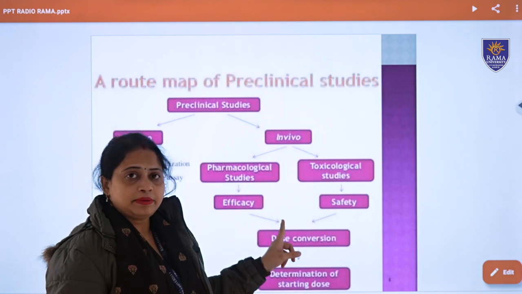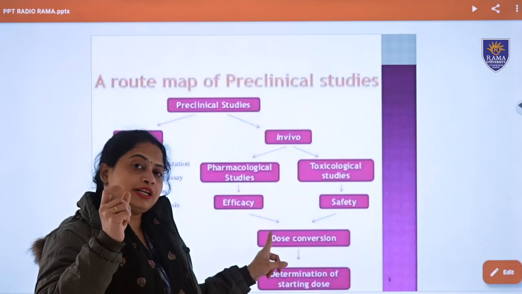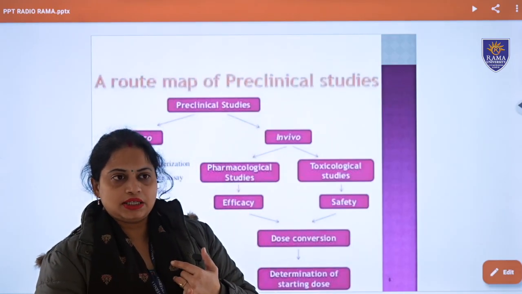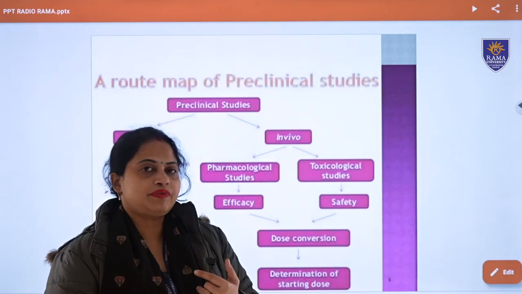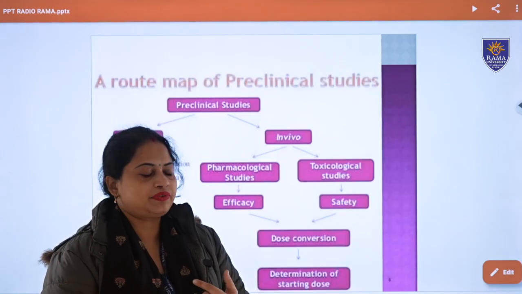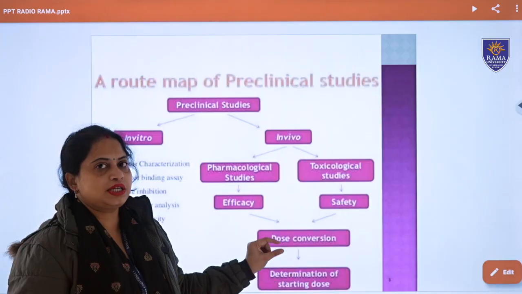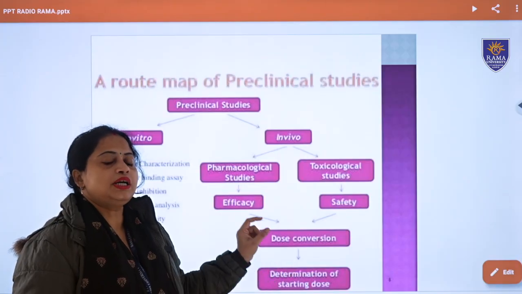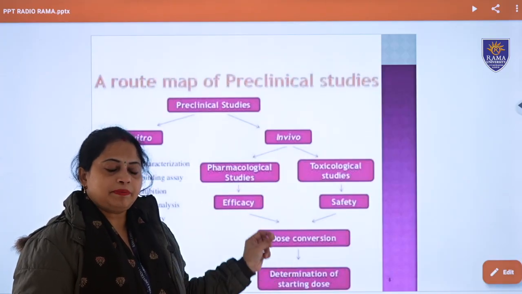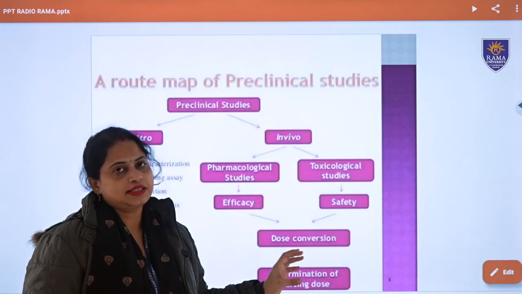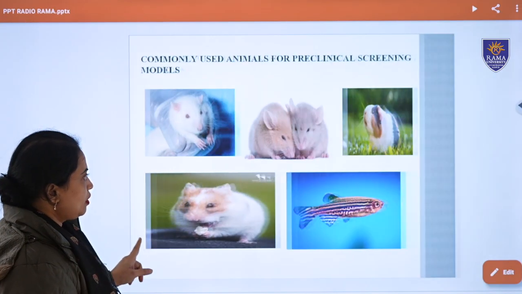Next, we are preparing one dose, a dose which doesn't have any toxicity but has potential therapeutic activity. We confirm that by determining the starting dose. We confirm that this dose can provide the therapy. It is a potential therapeutic agent which can treat such diseases.